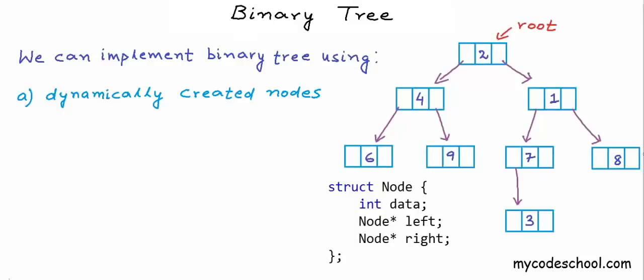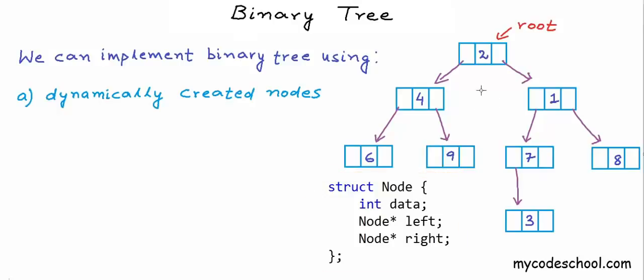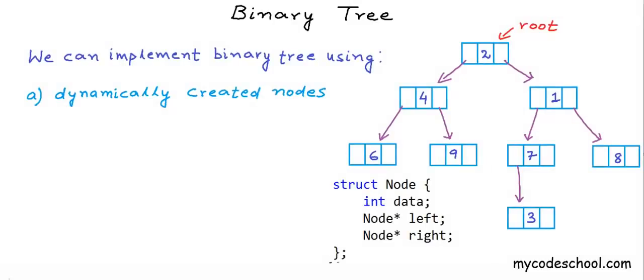For a binary tree of integers in C or C++, we can define a node like this. The data type here is integer, so we have a field to store data, and we have 2 pointer variables, one to store the address of the left child and another to store the address of the right child. This of course is the most common way. Nodes dynamically created at random locations in memory linked together through pointers.